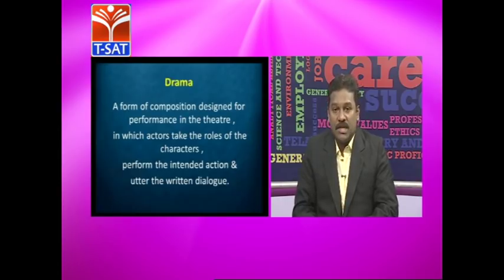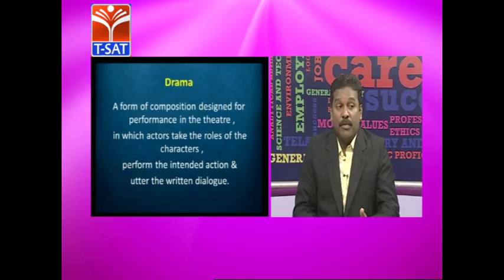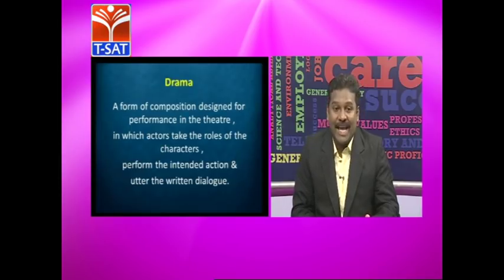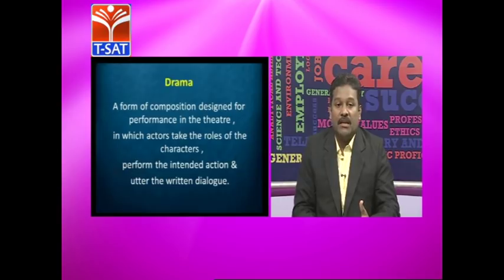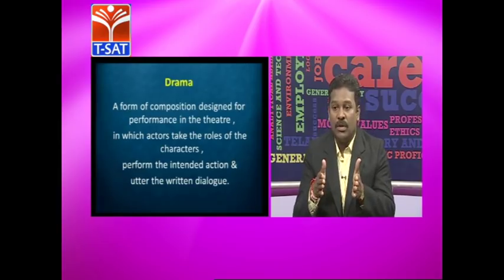And then if we can go to drama now, it's a form of composition designed for performance in the theatre. What is drama? It is a form of composition designed to perform in the theatre, performance oriented, in which actors take the roles of the characters. Whatever characters have been given in the text, that would be taken into performance by the actors. And the actors perform the intended action and utter the written dialogue. They have to follow the intended action as given by the playwright, and in terms of dialogues too. So we can say that these characters do not have freedom. They cannot act in isolation. They have to follow this particular script.